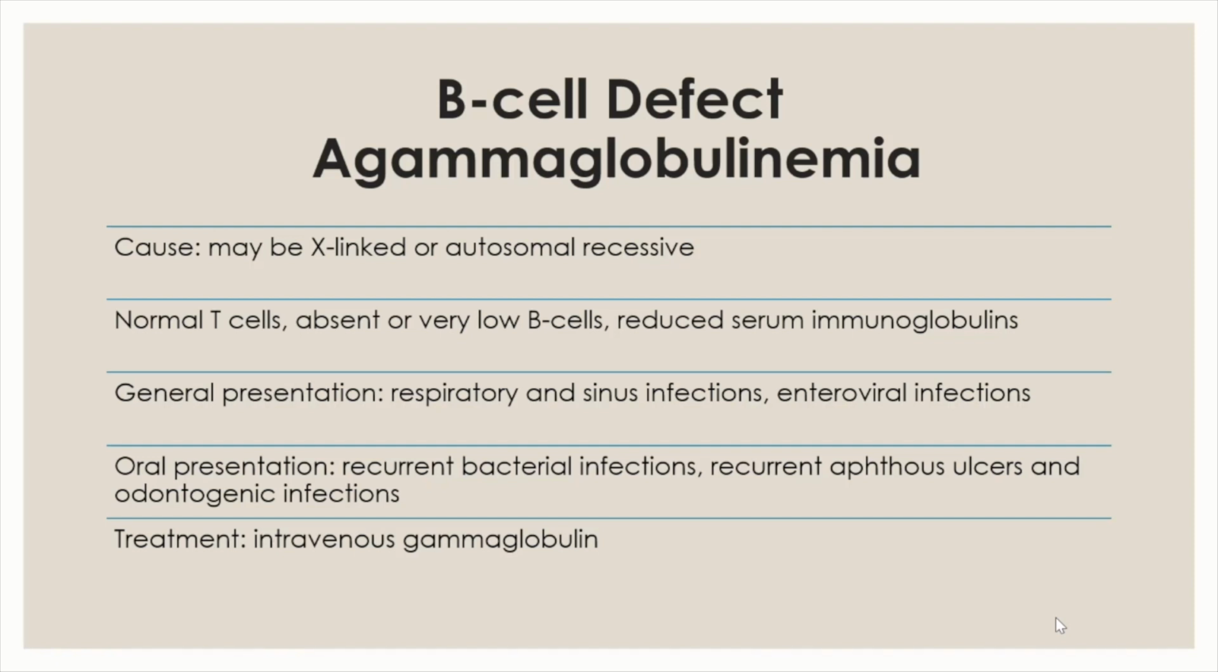Patient presents with normal T cells, but then absent or very low levels of B cells with reduced serum immunoglobulins. Patients with B cell defects often have bacterial respiratory and sinus infection, as well as enteroviral infections. Patients will present intraorally with recurrent bacterial infections, recurrent oral ulceration, odontogenic infections, predisposing them to septicemia. The conditions are managed by intravenous gamma globulins.